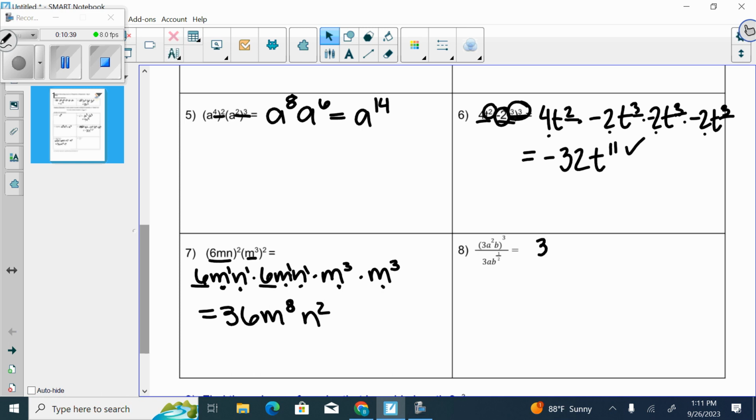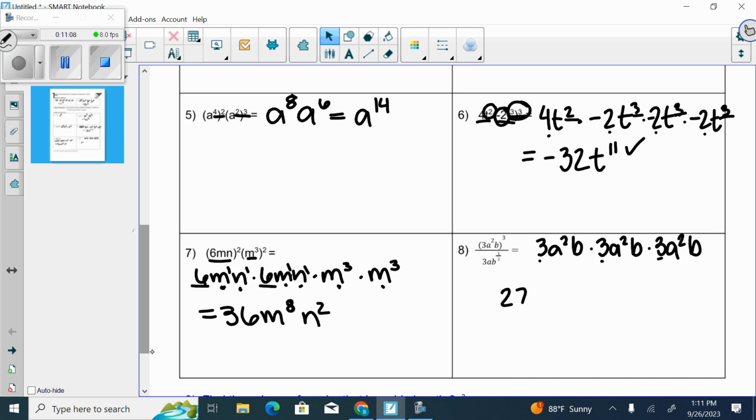So I got 3a squared b times 3a squared b times 3a squared b. It would be 9... Okay, so I'm going to simplify what we've got going on at the top now. What do I do with the big numbers? Multiply them. So what's 3 times 3? 9. 9 times another 3 would be 27, right? 9 times 3 is 27. All right, so I got 27 here in the top.